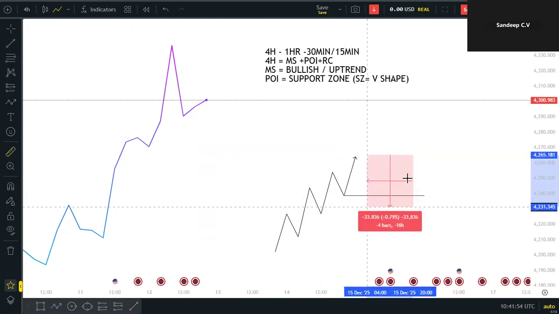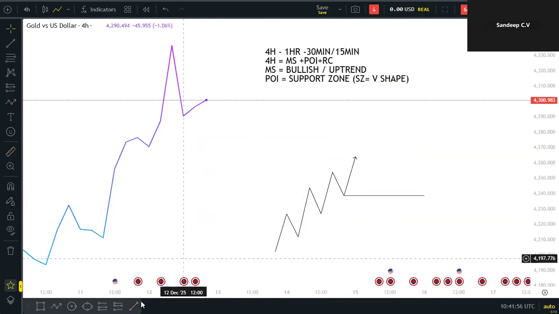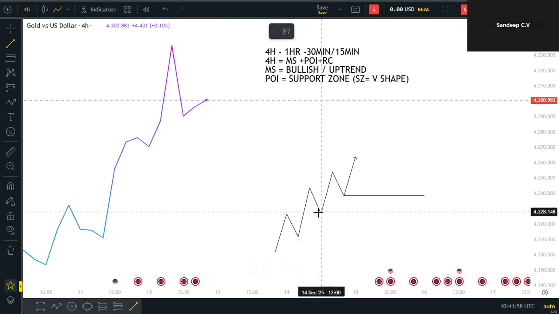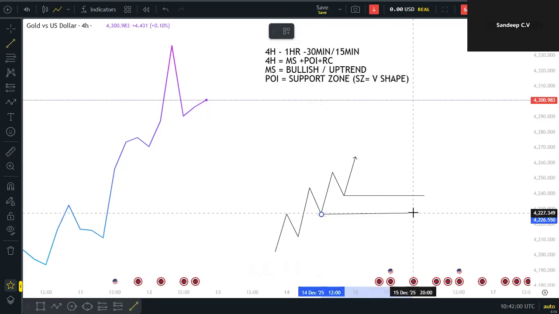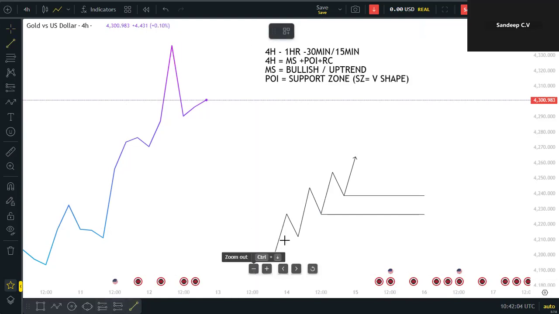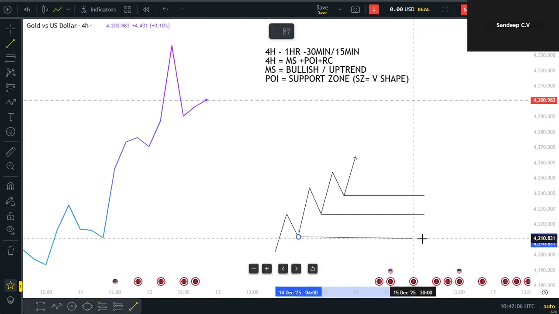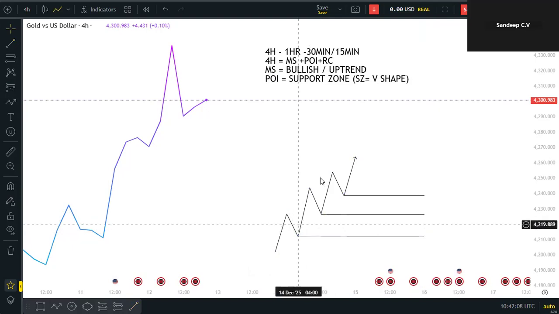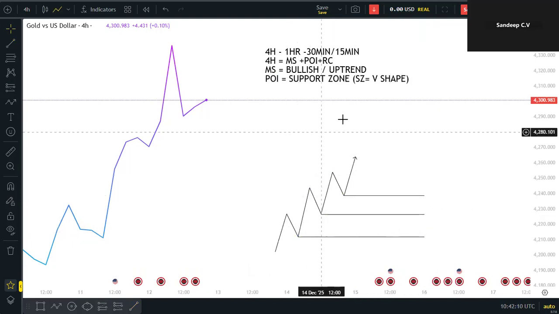So this is what we call a support zone. This is a support zone over here, this is another support zone over here, and this is another support zone over here. So we have multiple support zones. This is how we identify our support zone.